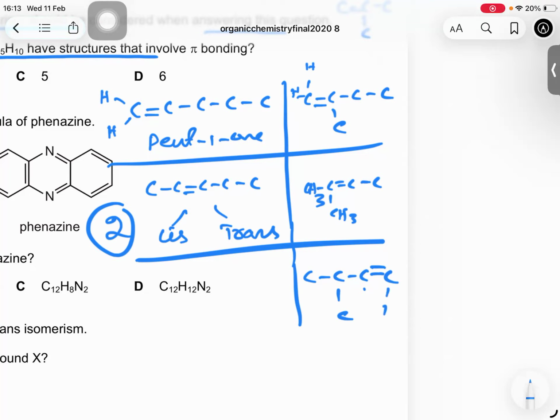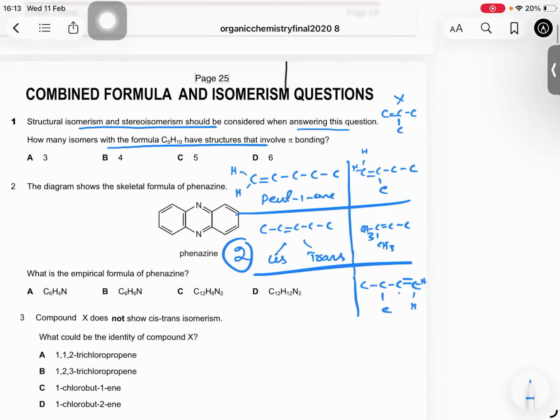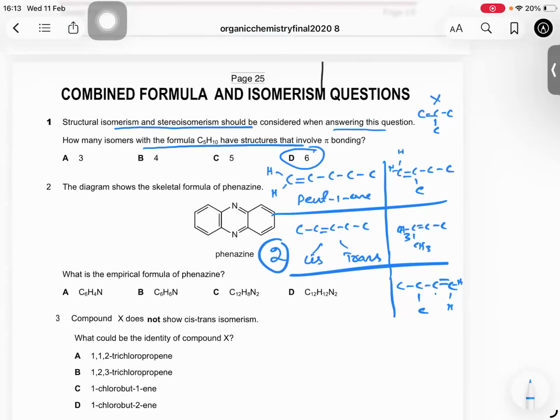So again, there's no cis trans because of this. और कोई भी इनमें chiral carbon नहीं है. So when there's no chiral carbon, no optical isomer. So the maximum number achieved is 6. So 1, 2, 3, 4, 5, and 6. 5 and 6 इसलिए कि इसको दो consider किया.